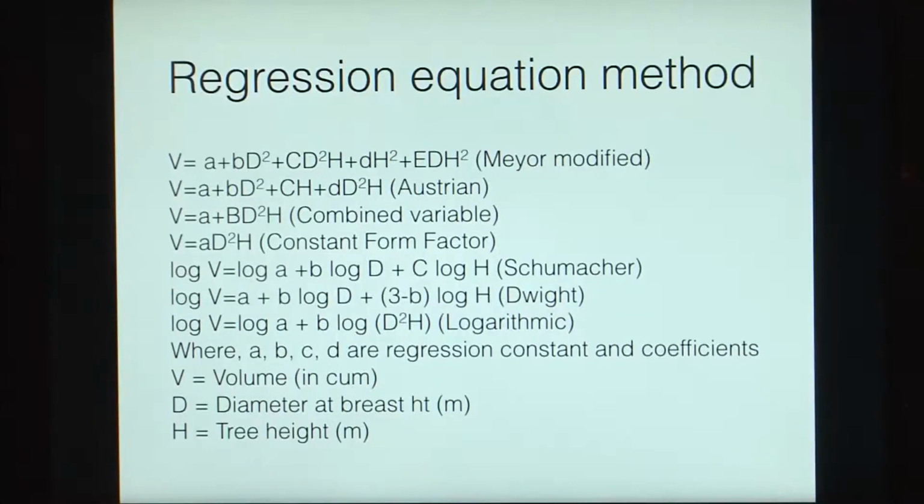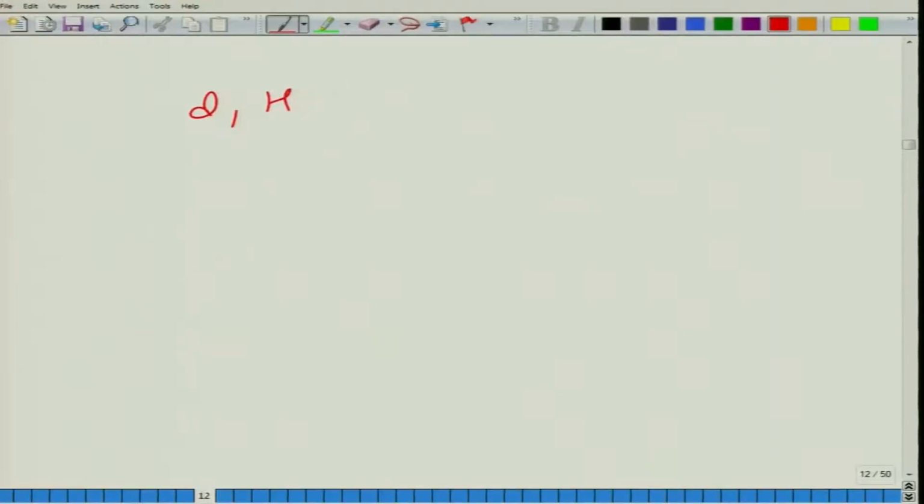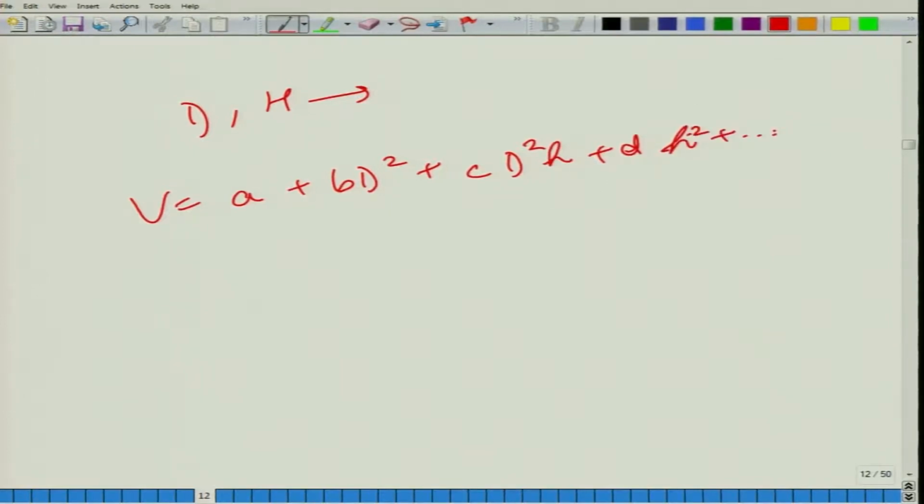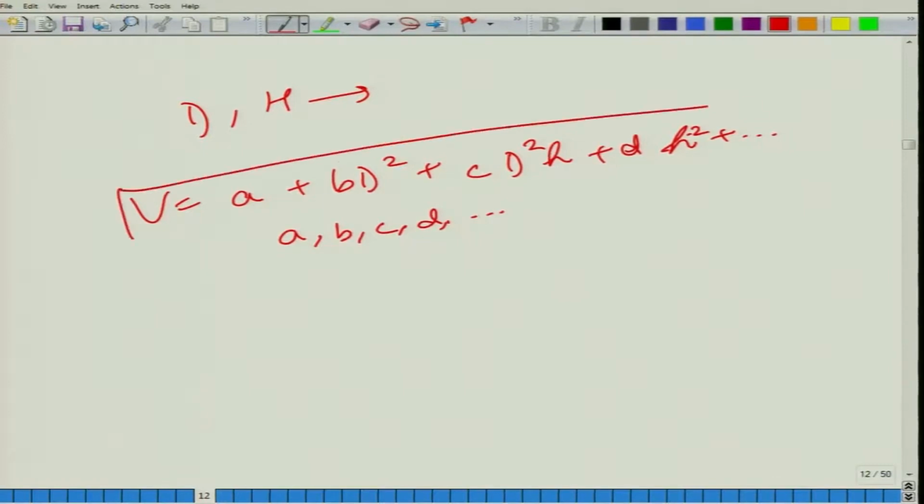So, we will have our diameter, height, and our equation. Suppose it is A plus B d square plus C d square h plus, let us call it capital D to differentiate it from our constant value, into h square plus whatever. So, if we are able to calculate our constants A, B, C, D and so on, then we can use this equation with all these constants put in to derive a general volume table for each diameter and the height.